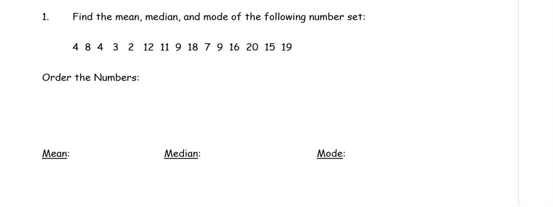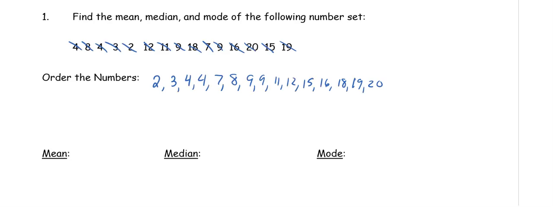In number one, we want to find the mean, median, and mode of the number set. Before we do it, I want to order the numbers from least to greatest. So I'm going to pause this video and order it from least to greatest. Now that I have all of my numbers listed, I can do my mean, median, and mode.